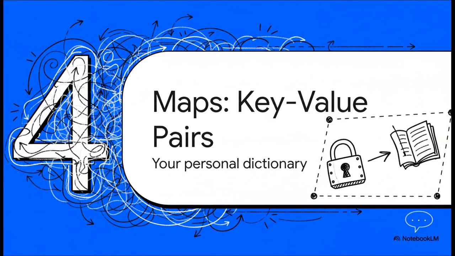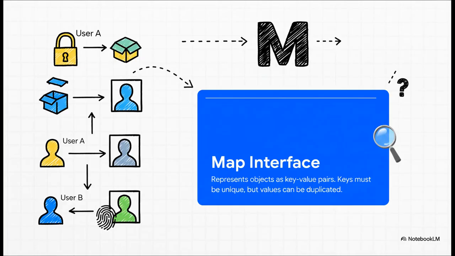Okay, our final stop on the tour, maps. Now, if all the other collections are about storing individual items, a map is different. It's all about storing connections between items. The best analogy is a dictionary. You have a word, that's the key, and you have its definition, that's the value. So in a map, you store your data in pairs. Each pair has a unique key that you use to look up its value. For instance, the key could be a user's ID number, and the value could be their entire user profile object.